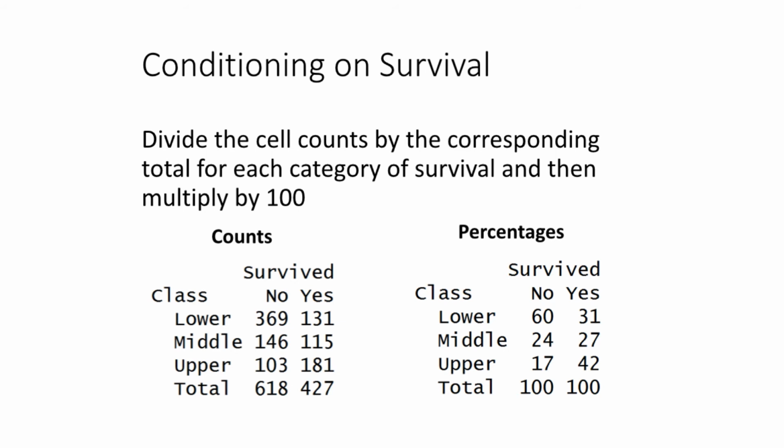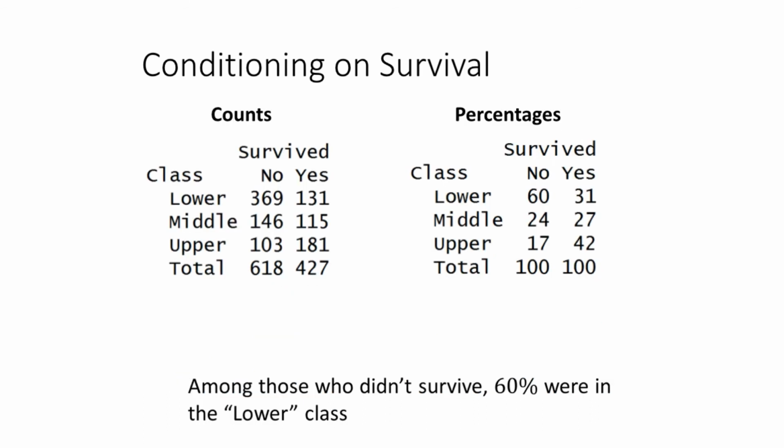So you can see that we have the total for this survived category. We have 618 people who did not survive and 427 people who did survive. And when we divide each cell by its respective column total, we get these percentages. So you can see that we have these different percentages conditioning.